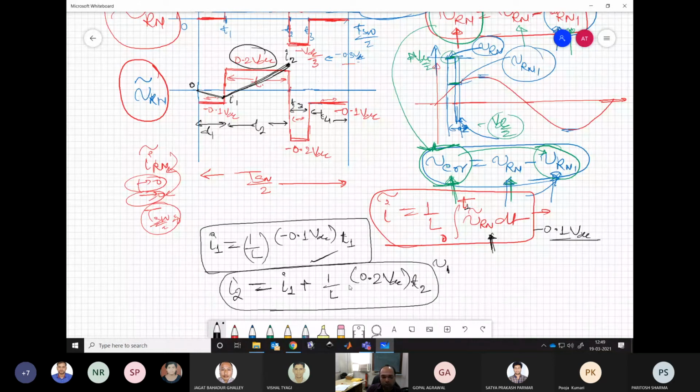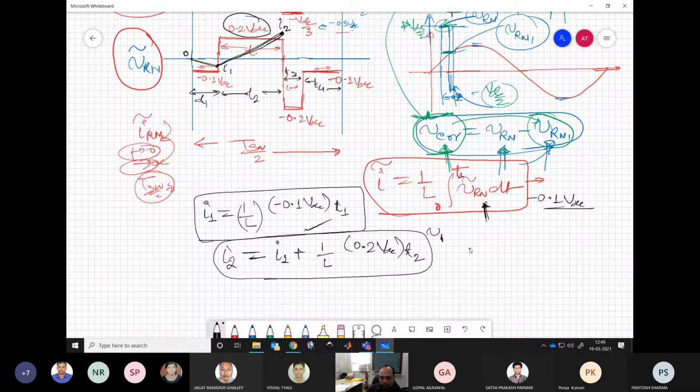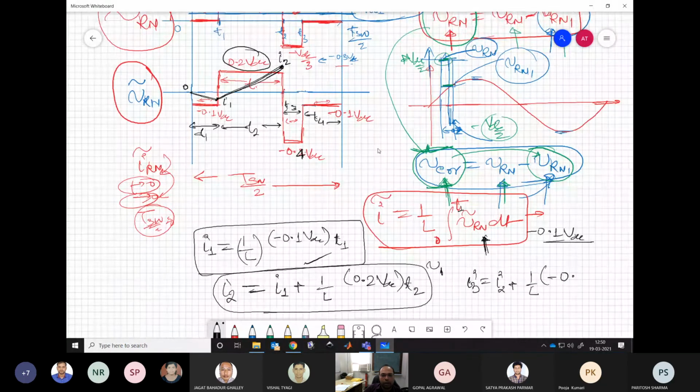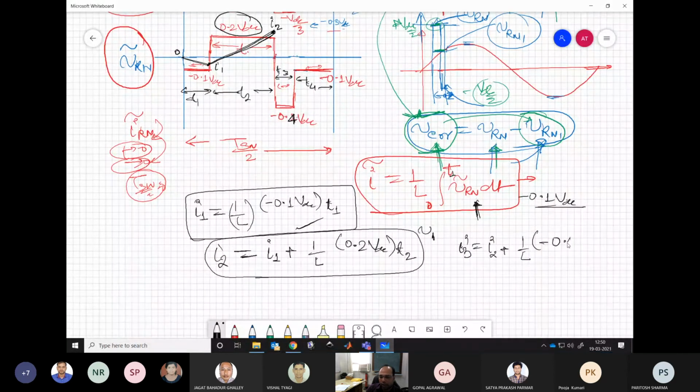Now for the next interval, what is I3? Minus 0.2 VDC. So this will be I2 plus minus... no, this is not minus 0.2. This should be minus 0.4, so 0.1 is subtracted from minus 0.3. So it should be minus 0.4. So now this is minus 0.4 VDC times T3, isn't it? So it will come down to some value.